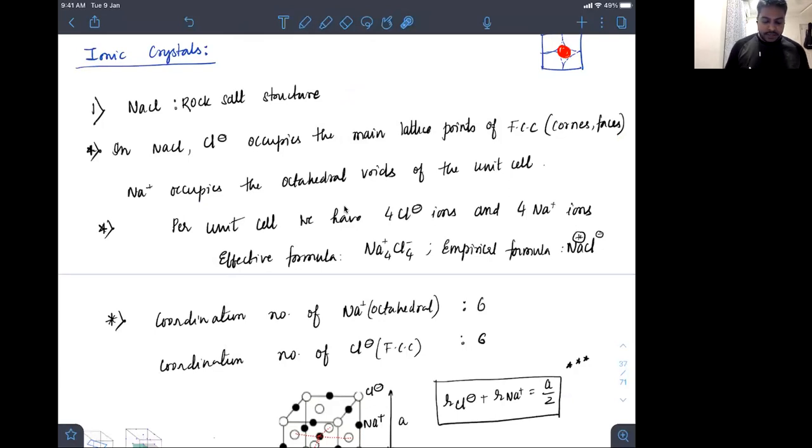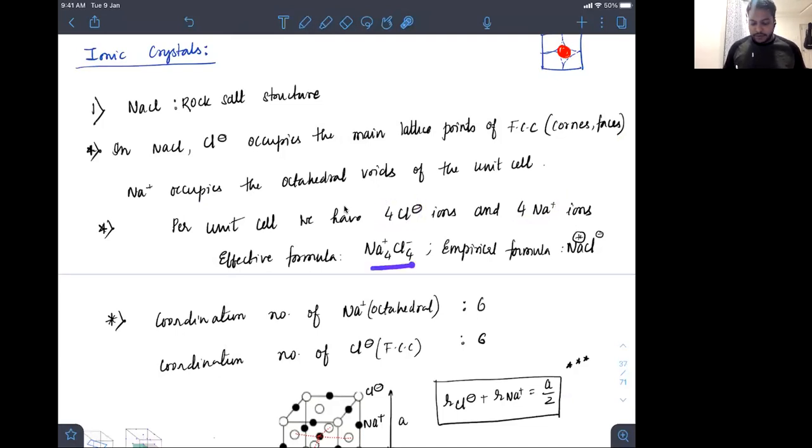In rock salt, students, Cl minus will make the FCC lattice. FCC lattice is made by corners and faces. So there are total 4 chlorines, and Na plus occupies all the octahedral voids. And we know that for every n number of atoms, we'll have n number of octahedral voids. So since there are 4 chlorines, we must have 4 sodiums.